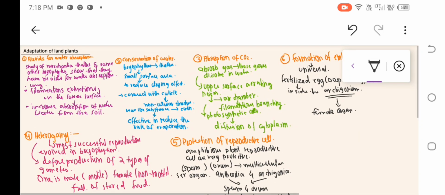So I hope all these six adaptations are clear to you guys. If you have any query, you may ask in the chat box or comment below. I'll be happy to answer you all.